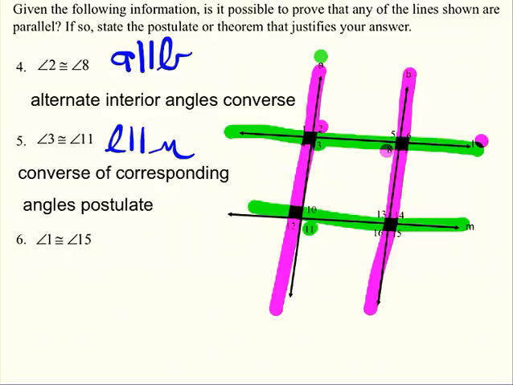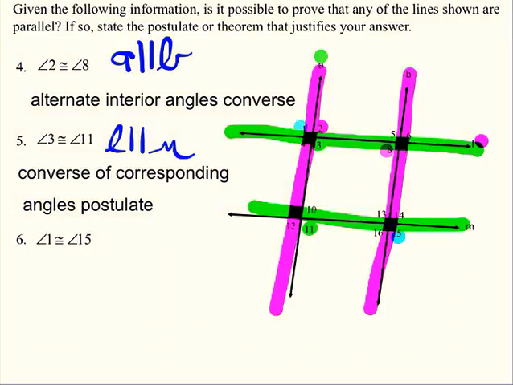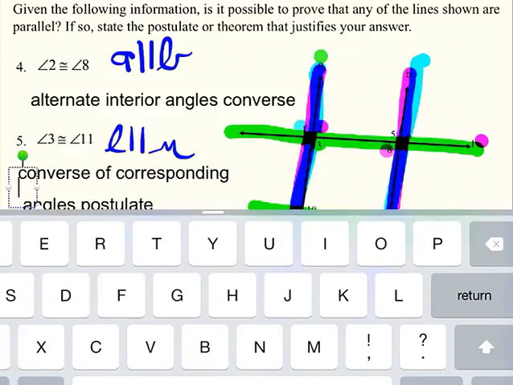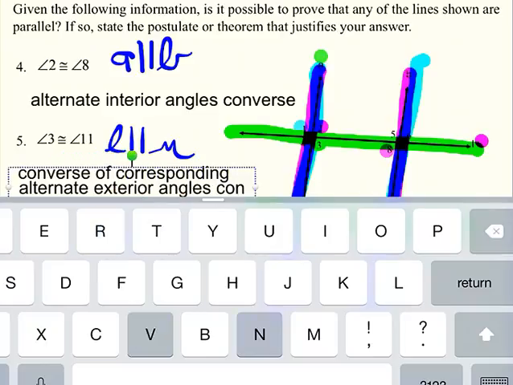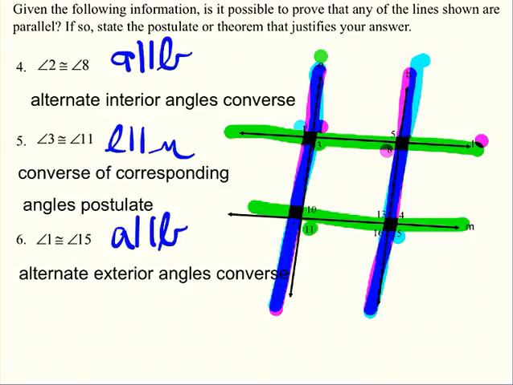Now, let's take a look at 1 and 15. So here I have 1 and here I have 15. We're trying to prove that A and B are going to be parallel to each other. So we're trying to show that A is parallel to B, because those are the two lines that 1 and 15 are touching. What I notice is that they are alternate exterior angles. So that's the theorem that I am going to use, the alternate exterior angles converse. That's going to be my answer for number 6. Okay, so that's all of those 1 through 6 there.